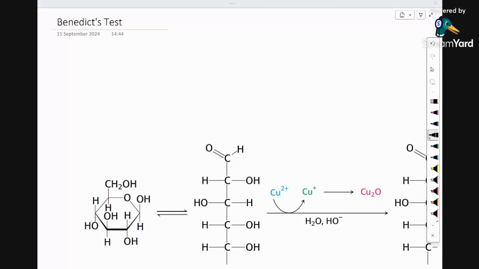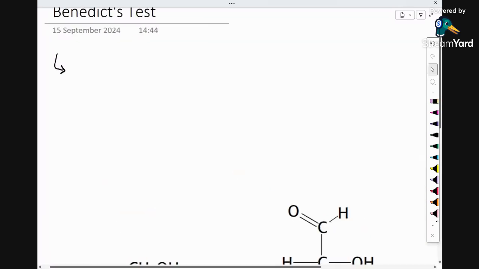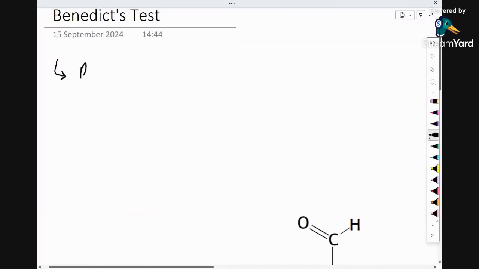So what we're going to look at now follows on from the carbohydrates lesson, where we're now going to look at the biochemical tests for two types of carbohydrate. The first we're going to look at is something known as Benedict's test, as it says up there. And the key here is that this is a test for both reducing and non-reducing sugars.